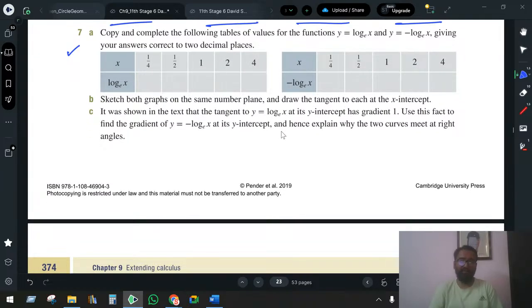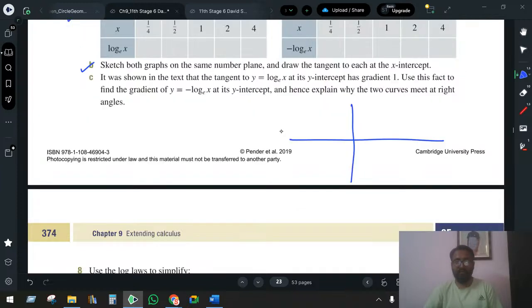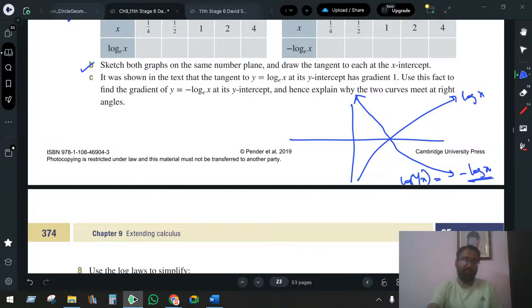And with the same, we sketch the graph. This is your log x graph. What about minus log x? Plus becomes minus, minus becomes plus. So it is minus log x. Minus log x is equal to the log of 1 upon x graph. This is a graph of minus log x or log 1 upon x.